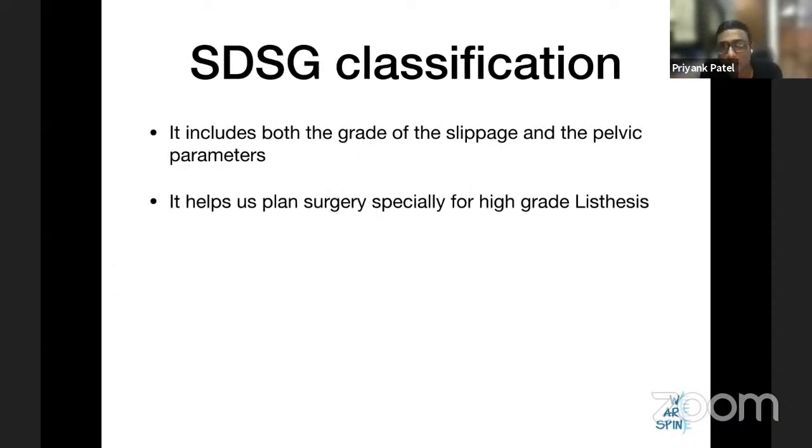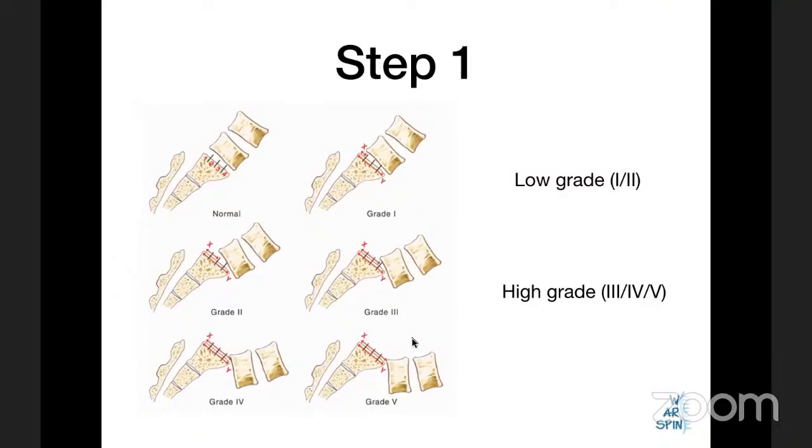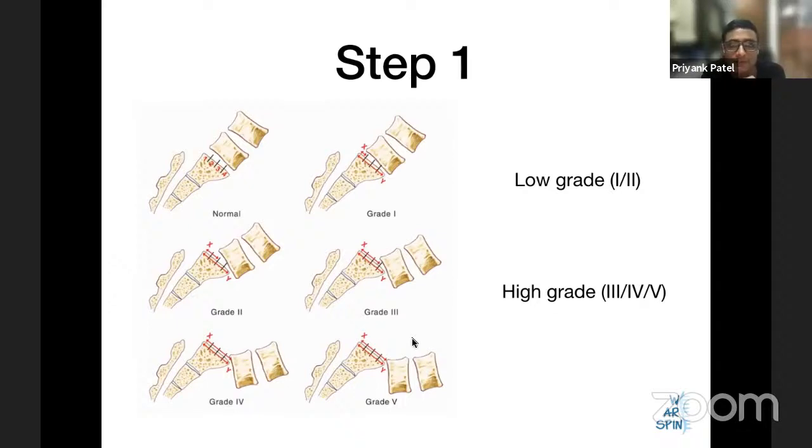The key points of this classification system are that it includes both the grade of slippage and the pelvic parameters. It also helps us plan surgically, especially for high-grade listhesis. The first step in classifying is to know if it is in the low-grade or the high-grade category. Grades 1, 2, 3, 4, and 5 are based upon what percentage it is slipping anteriorly. Types 1 and 2 fall in the low-grade category, and types 3, 4, 5 fall in the high-grade category. So as soon as you see an X-ray, first you localize yourself at the L5-S1 junction and calculate if it is a low-grade type or a high-grade type.